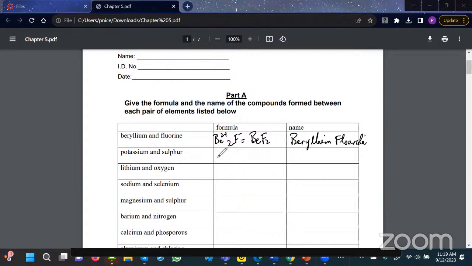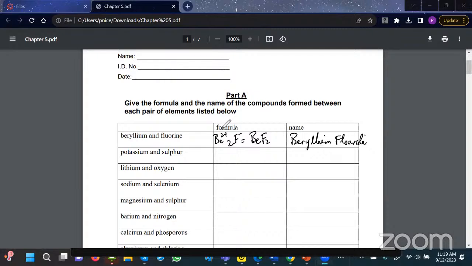All right, so do you have your tables? You need to be able to access your tables in order to do this. So what would be the formula for the potassium ion? Anybody? You can bring it up on your phone. What's the formula for the potassium ion? Oh, somebody answered in the chat.